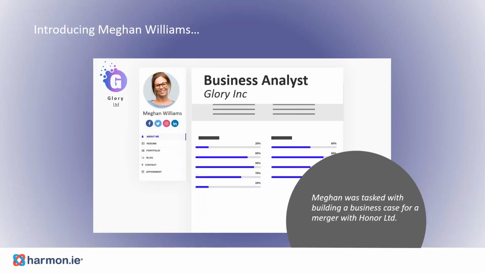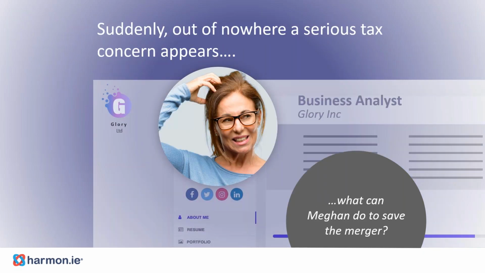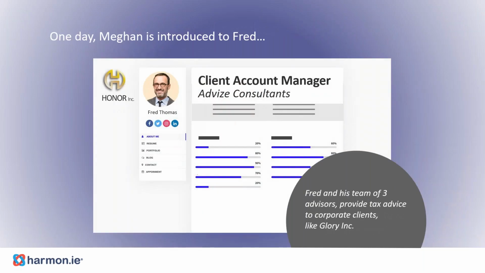So the process of going through a merger has a lot of different implications and lots of contracts and analysis going backwards and forwards between the two parties that are involved. For example, here we have business analyst Megan, who's working at Glory, and she's building a business case for the merger with Honor. But she has some challenges around tax implications and how to manage the whole merger process. So she's gone out and started to engage with an external consultant, in this case Fred, who provides tax advice for companies like Honor and Glory.